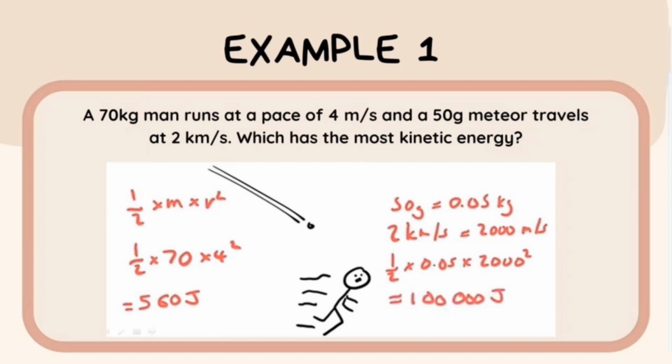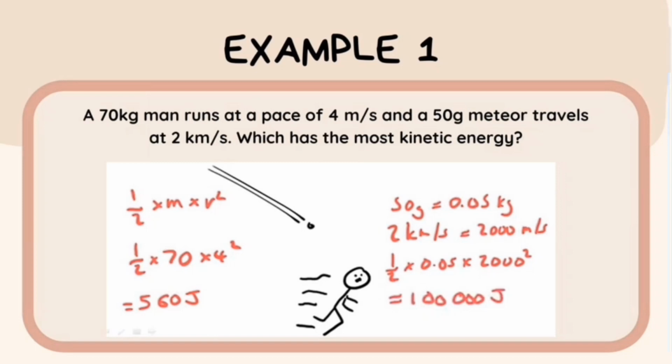The first situation is the man runs. They give us a mass of 70 kilograms and a velocity of 4 meters per second. So they already give us the information. Just put the mass and the velocity in the formula. So 1/2 multiplied by 70 multiplied by 4 squared. For the man runs, we got 560 joules of kinetic energy.